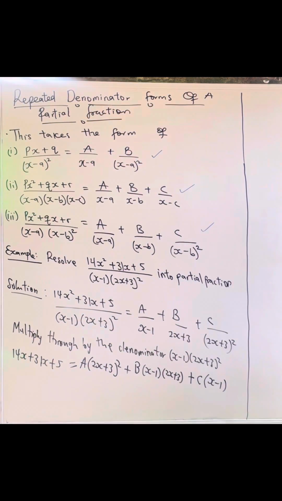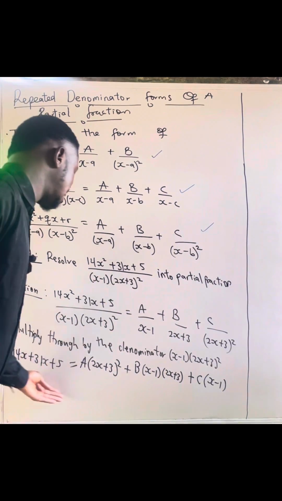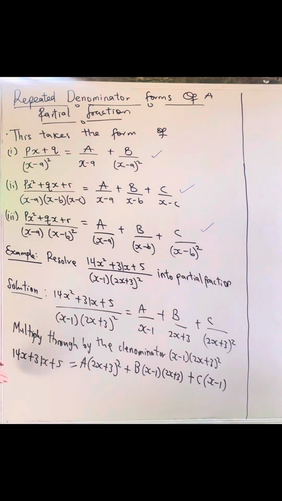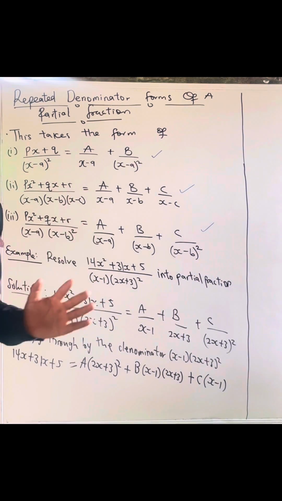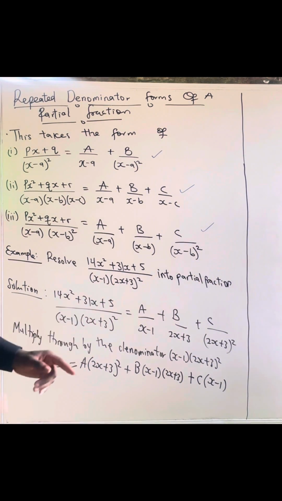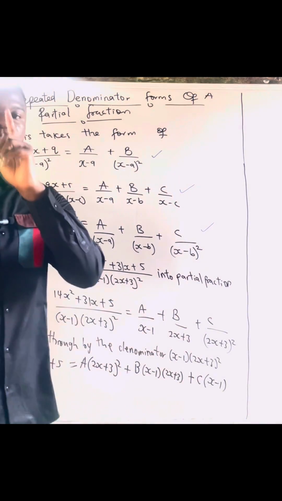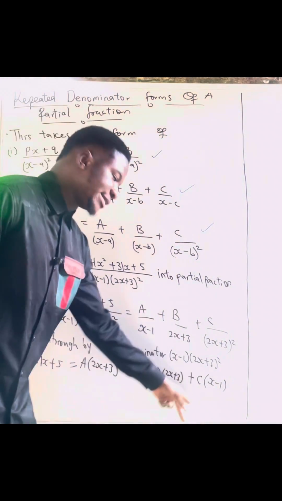So that is how we are going to do it, guys. We multiply through by this denominator, and we get this expression. After we've gotten this expression, we are going to get the values of A, B, and C. Don't forget that if I want to get the value of A, I must eliminate B and C.